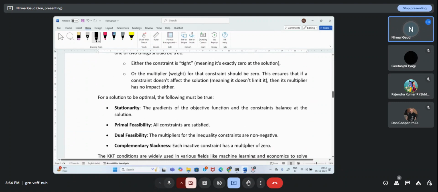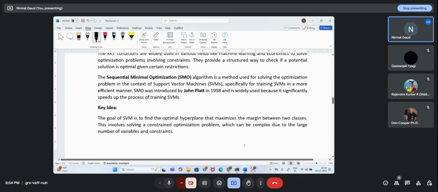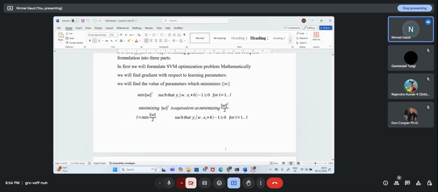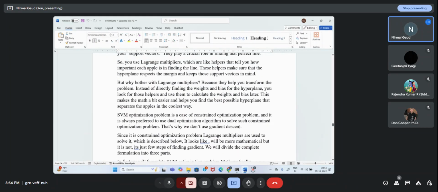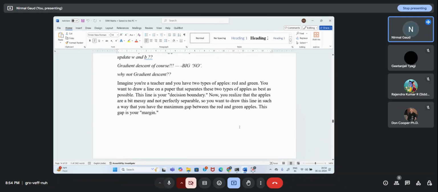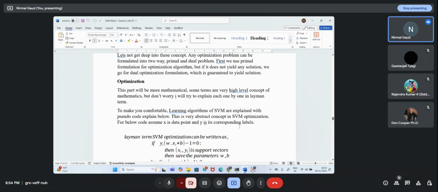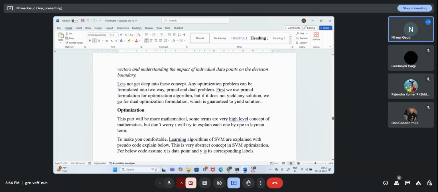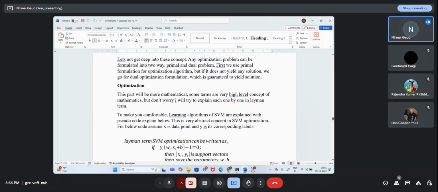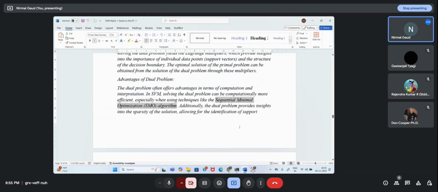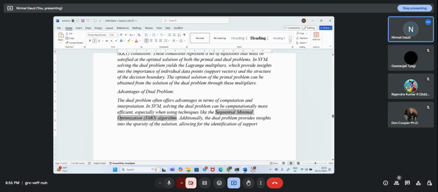I do have one more algorithm, that is sequential minimal optimization, the SMO algorithm. So this SMO came in your SVM maths. When I was following this sheet, this SMO came. Let me show you. Here it is: sequential minimal optimization.